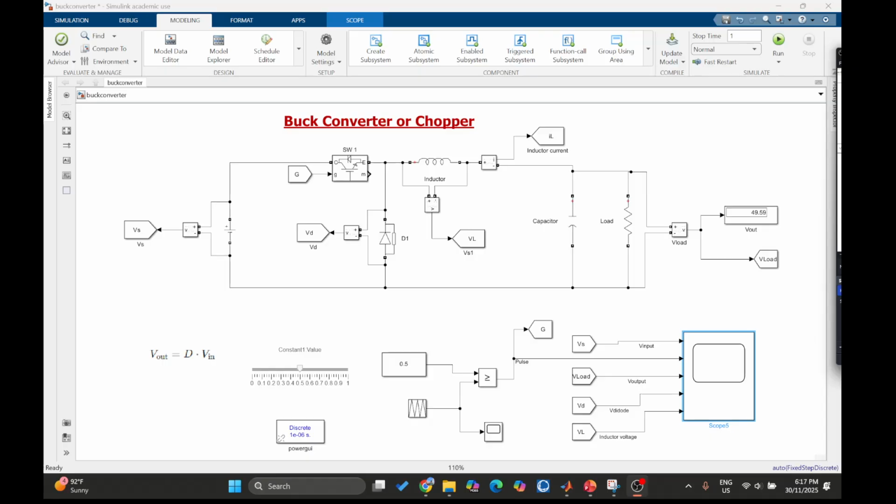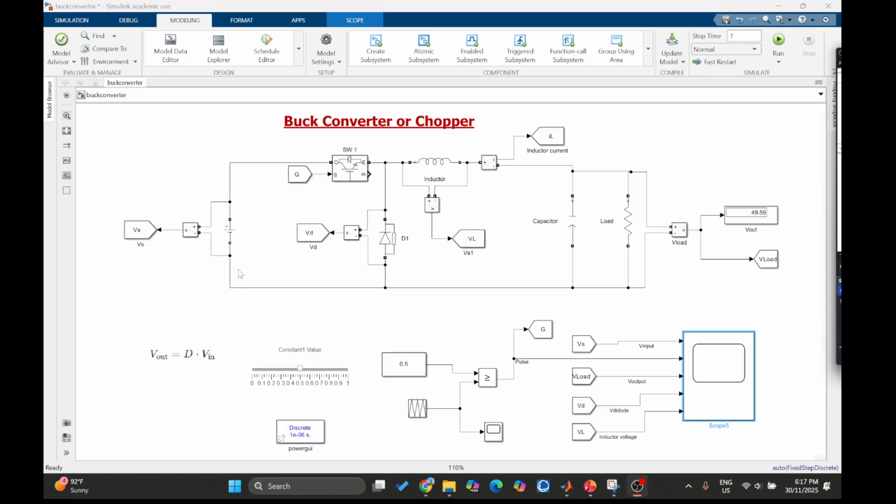You will find this buck converter in your phone charger, laptop chargers, many power supplies, and a lot of electronic devices. For example, stepping down 24 volt DC to 12 volt DC, or stepping down 12 volt to 5 volt. So how does the buck converter actually work?